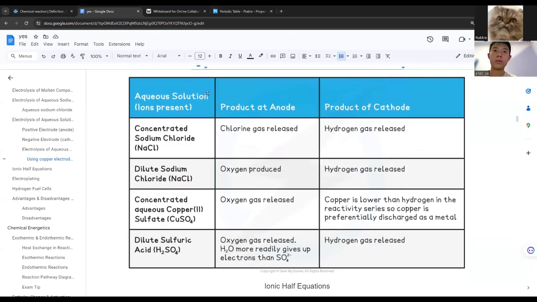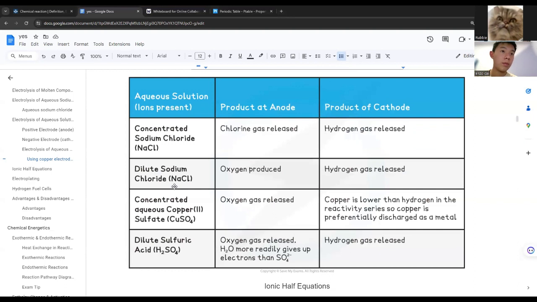Okay, this one. There are the common solutions that Mr. Rod uses. They're the ones that show up the most in Mr. Rod's tests and exams, the most common ones. Concentrated, dilute.